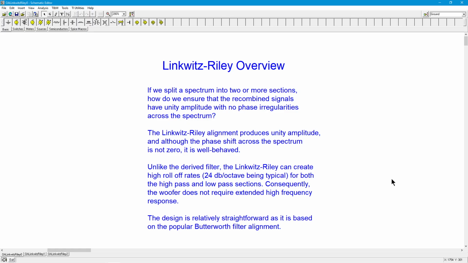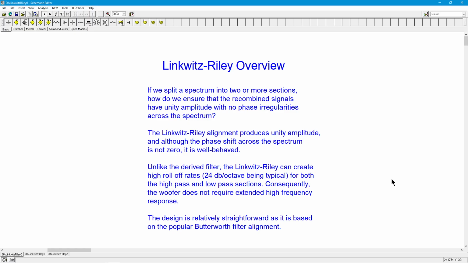Again, I'm going to stick with using a two-way system, but this is easily extended to a three- or four-way system. The idea is when you split the spectrum apart, you've got one for a woofer and one for a tweeter, when you recombine them, how can you be sure that that recombined signal is nice and flat? In other words, that it has no amplitude variation. It's 0 dB, as we would say, unity amplitude. And there's nothing funky going on with the phase response. Ideally, we would like zero phase response.